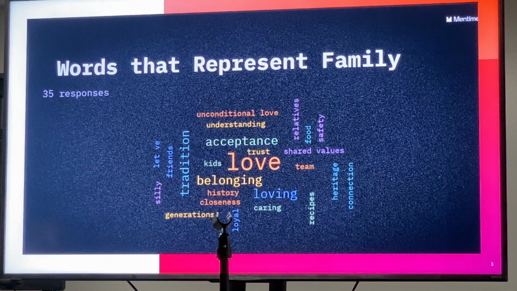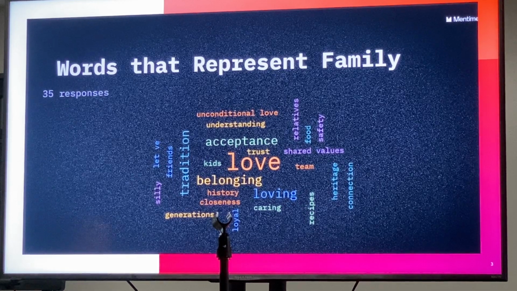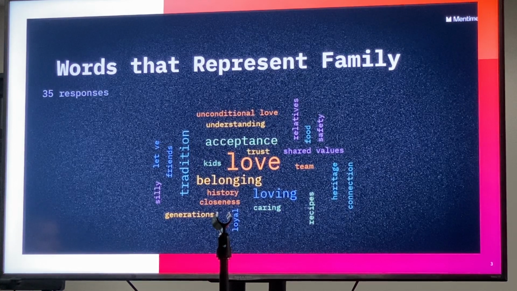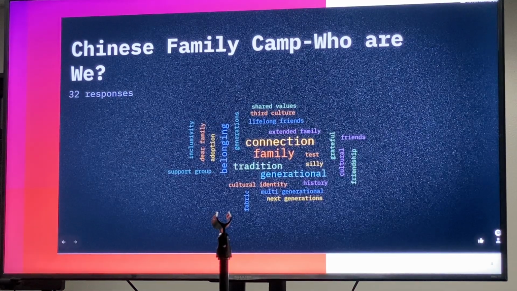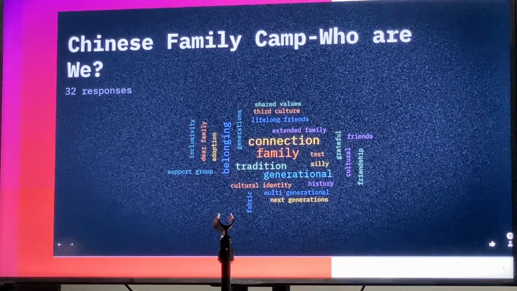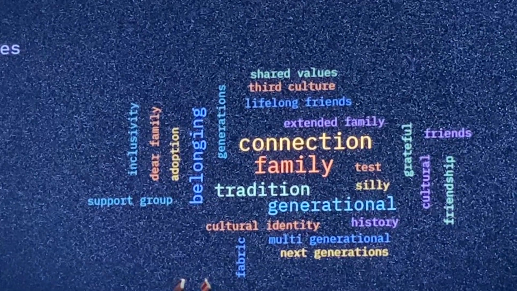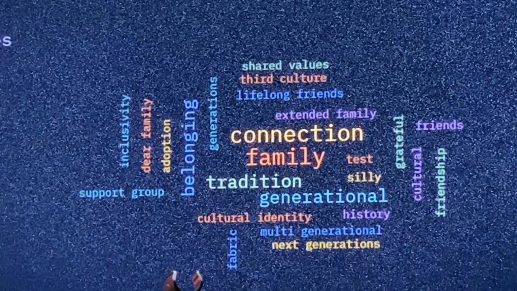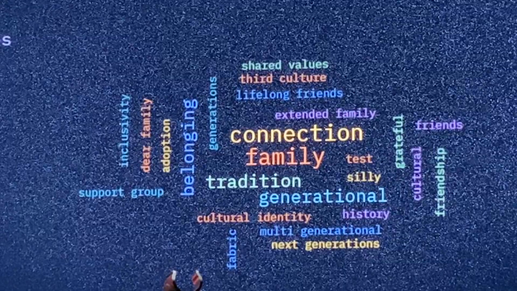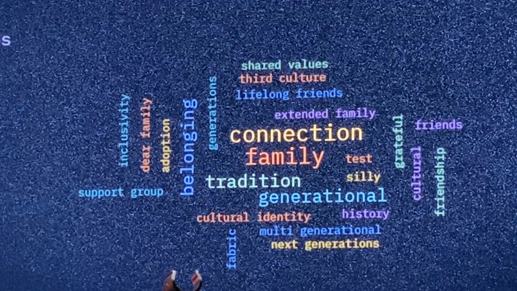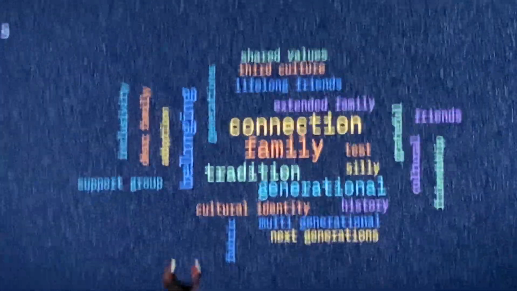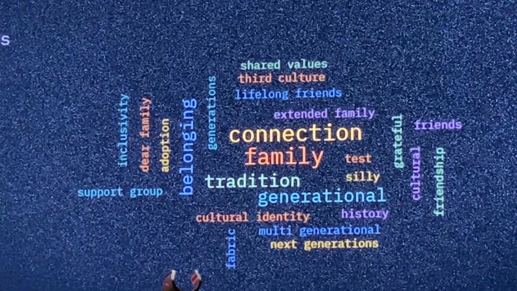So this is the Mentimeter or word cloud that represents family. And again, these were just the adults at the beginning of the week. You can obviously see love, trust, acceptance are the most endorsed, followed by Chinese family camp, who are we? And in this slide, I find it interesting because there are actually a lot more words that mean the same thing, but in different ways. And so just acknowledging what that looks like. If you start to look at the answer for Chinese family camp, who are we?